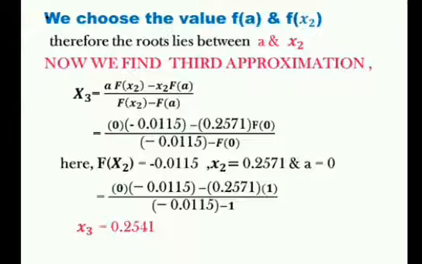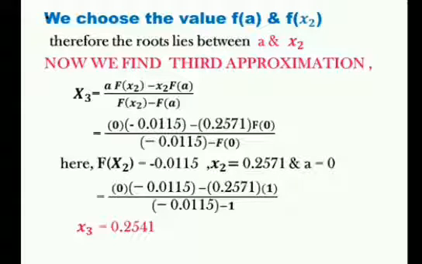Already we know that value a is replaced by 0 and f of x2 is replaced by minus 0.0115 and f of 0 is taken as 1. So previously we found these values, now we substitute them here, that is x3 is equal to 0 of minus 0.0115 minus of 0.2571 into 1 divided by minus 0.0115 minus 1.